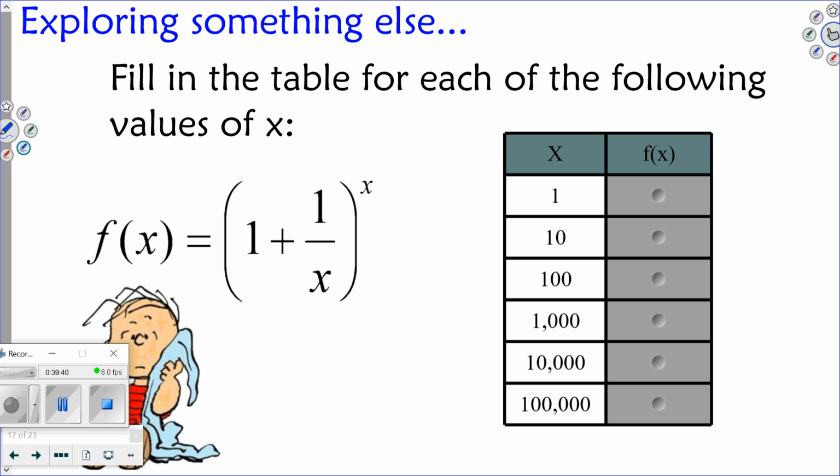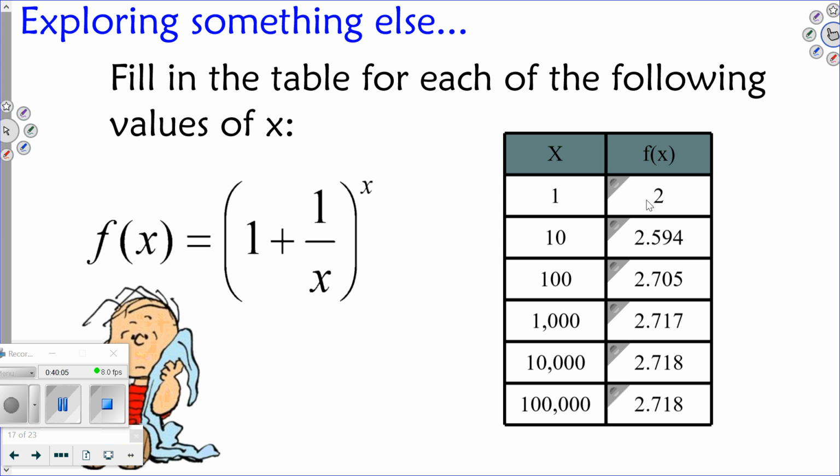All right, guys. So let's kind of see what happened here. When you plugged in a 1, you should have gotten 2. That's what you should have gotten. If I plug in a 10, 2.594. You plugged in 100, 2.705, 1,000, 2.717, 10,000, 2.718, 100,000, 2.718. Didn't change.